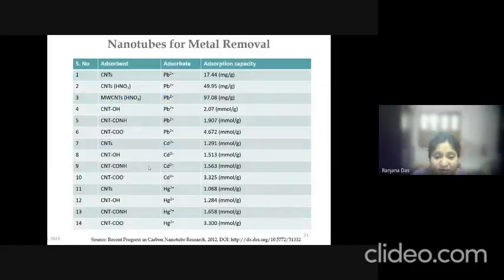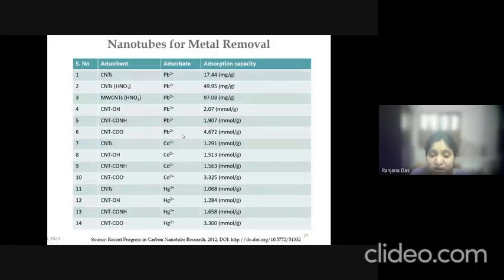And some reports say that not only simple CNT but CNT derivatives can be used for heavy metal removal: normal CNT, CNT derivatized with the OH group, the introduction of the OH group, CONH group, CO minus group. When CNT is derivatized this way, it can be used as a good absorbent for heavy metals. So where to use this material?